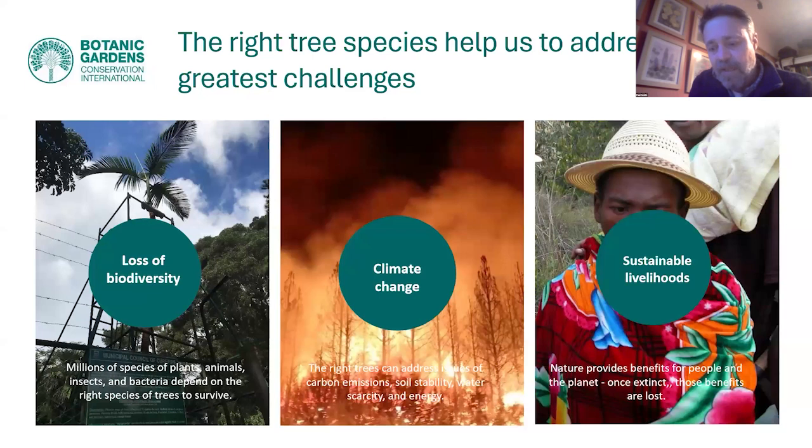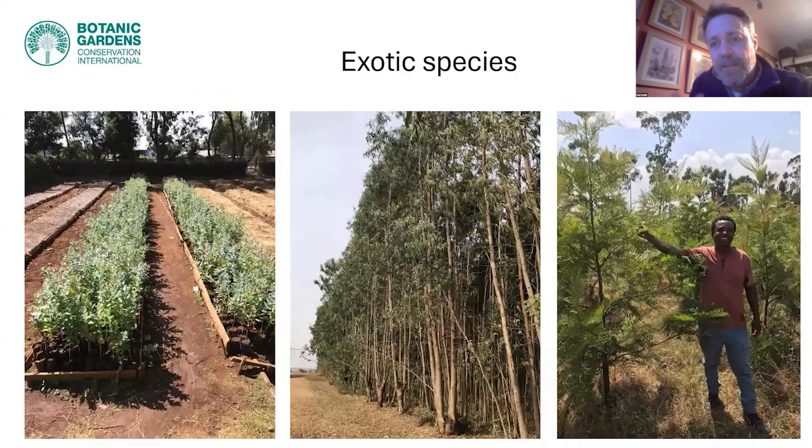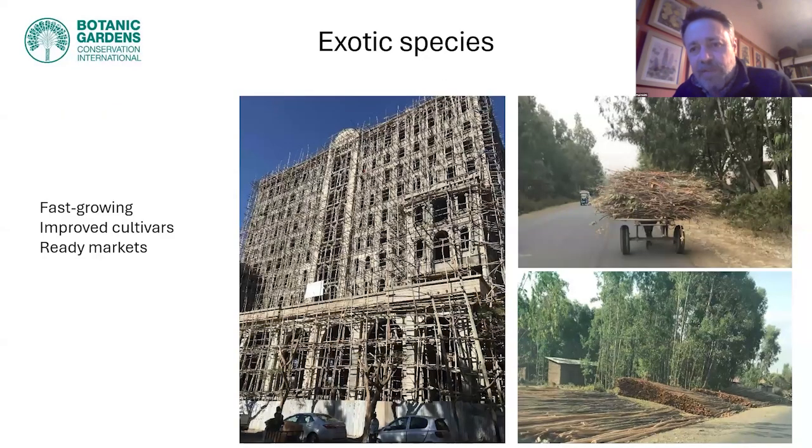part of people's livelihoods. And I need to say right off that exotic species have their place, and particularly in livelihoods. Farmers want species that are fast growing. They want improved cultivars that will produce straight stems or will grow very quickly. And they want ready markets just like they do for any other crop. So exotic species certainly have their place.